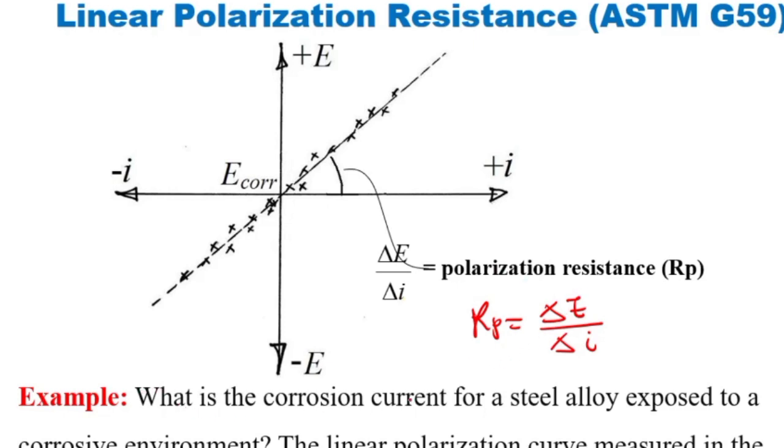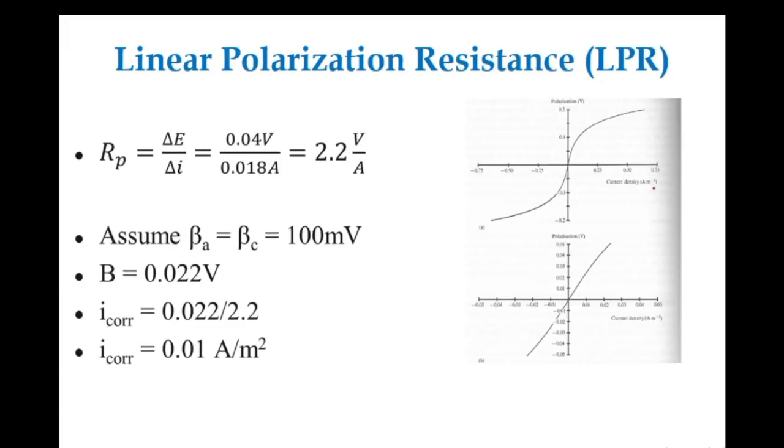The question asks: what is the corrosion current for a steel alloy exposed to a corrosive environment? The linear polarization curve measured in the environment is shown, and we are supposed to find the corrosion rate. This is a curve, so we look at the linear side. From this side, we can draw a straight line, and from it we can attain our gradient.